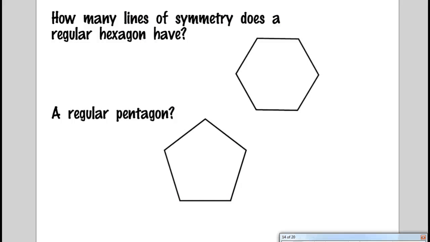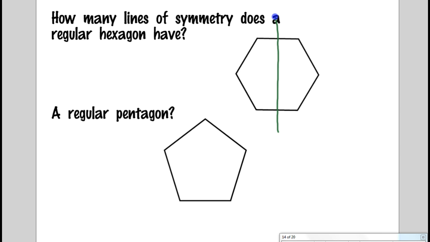How many lines of symmetry would a regular hexagon have? Remember, regular just means all sides are congruent, all angles are congruent. 6, no. How many lines of symmetry? Start drawing some on your paper. Draw a line of symmetry. Like there's a line of symmetry. Everything on the left matches everything on the right. And see how many you can draw.